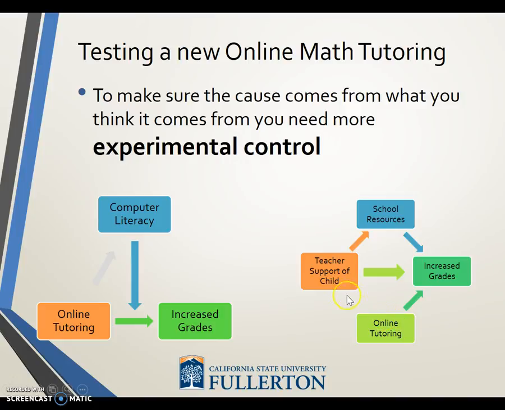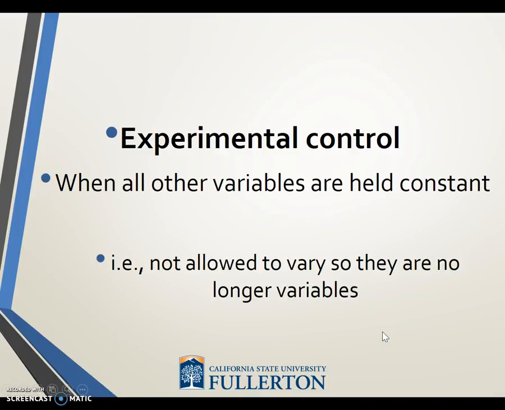That way you can pinpoint that it's not a change in teacher support because everybody had the same teacher support. It's not a change in school resources because everybody had the same school resources. But the only thing that changed was the online tutoring, whether you had it or didn't. That way you can pinpoint that online tutoring is the cause. So that's what I'm talking about when I'm saying experimental control.